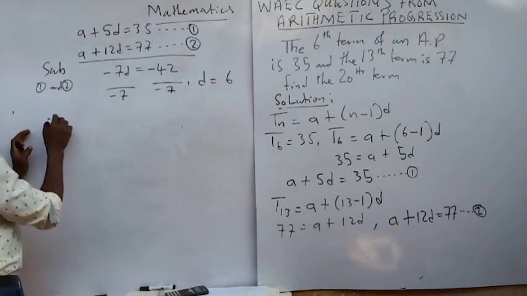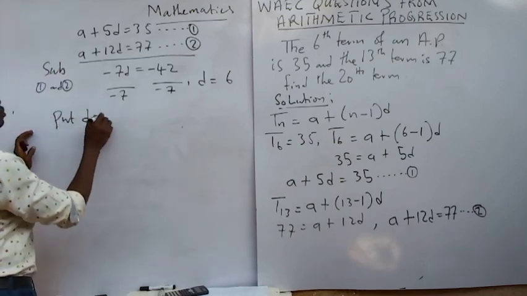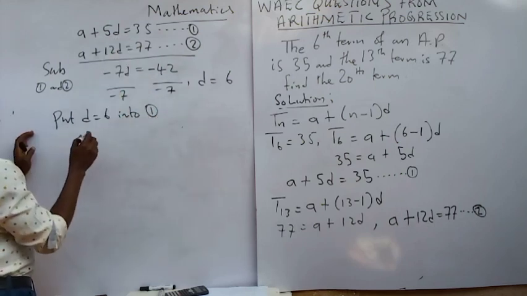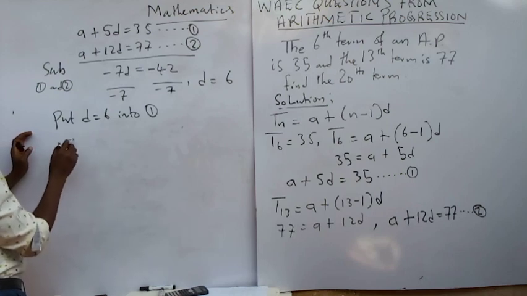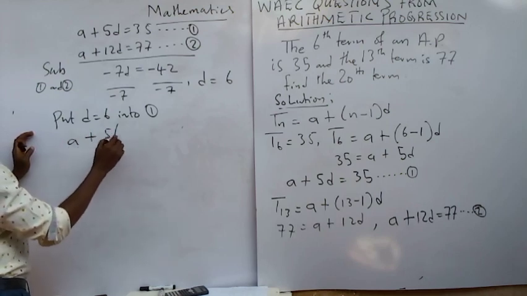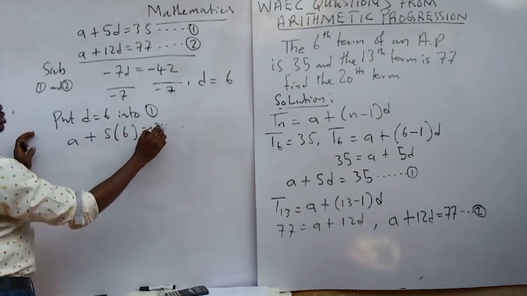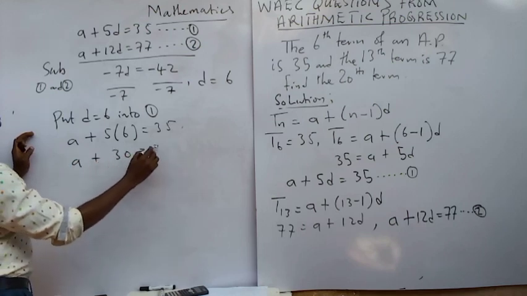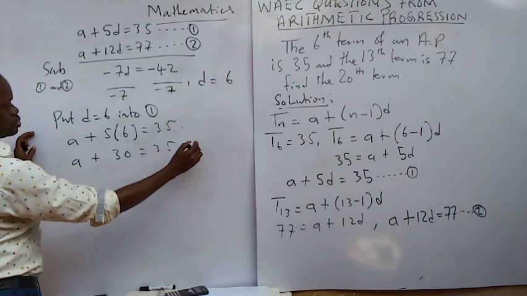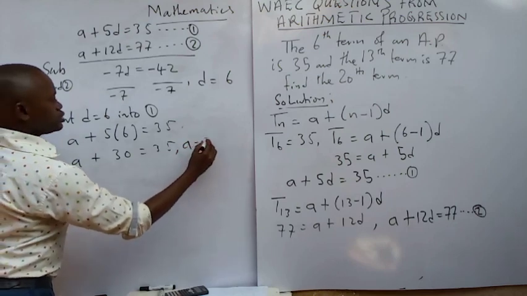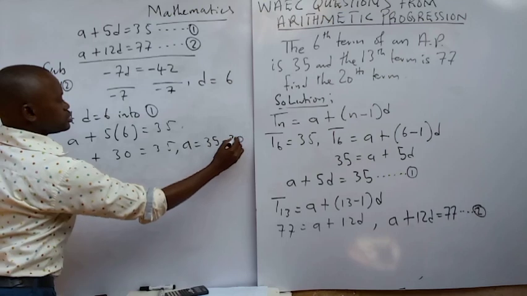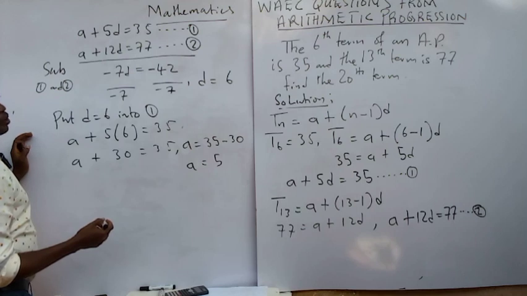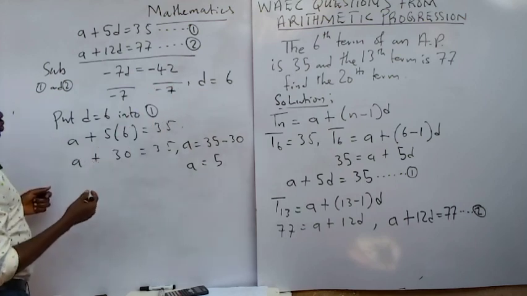We now put D equals 6 into equation 1. From equation 1, A plus 5 multiplied by 6 equals 35. So this is A plus 30 equals 35. It then means that A is equal to 35 minus 30. So the first term is 5. And that is what the question says. The question says find the 20th term.